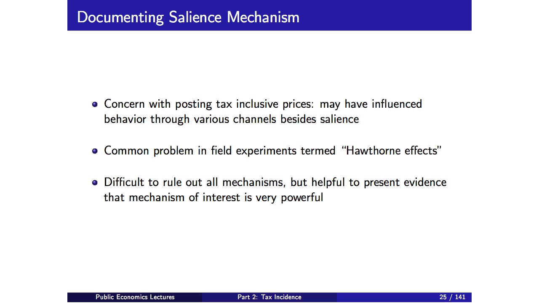Okay, so one thing that's a concern with any experimental intervention like this, or it's a problem that arises very commonly, is that there may be various channels through which your intervention is affecting behavior. So in particular, one concern with posting tax-inclusive prices is that there may have been many channels besides salience, which is the thing that we're focused on, that affected the level of demand. And so there's a common problem in field experiments that's often called Hawthorne effects.